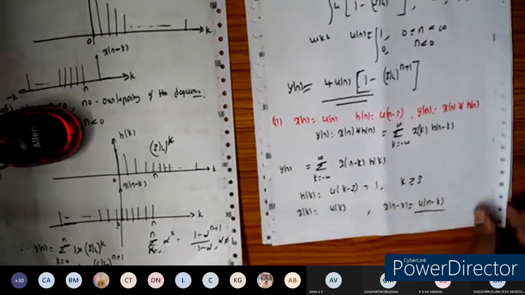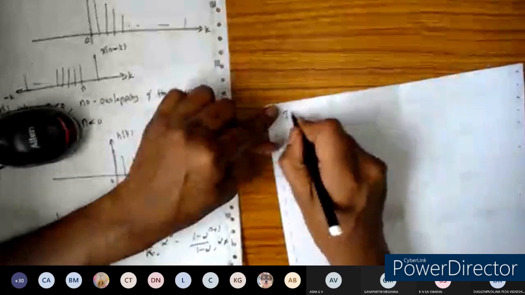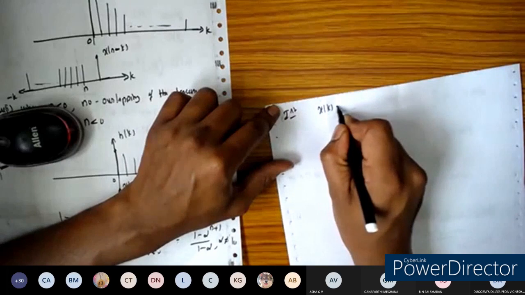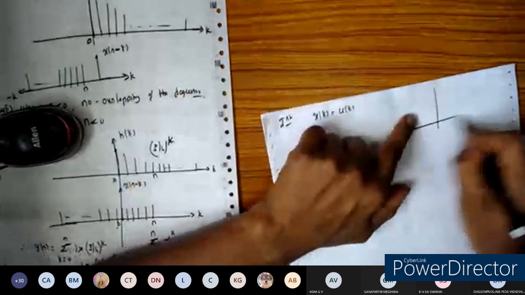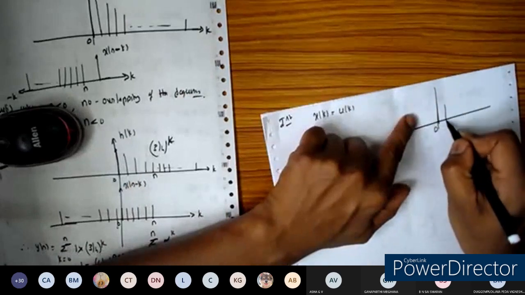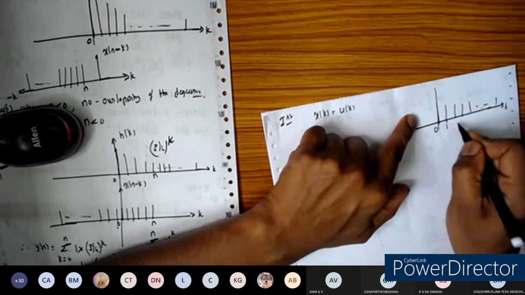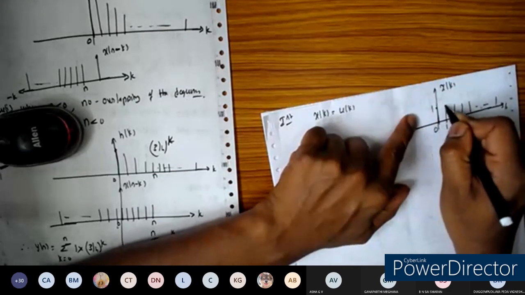First I'll plot the waveform for u of k, like we did in the previous problem. In the first step, I'm going to plot x of k, which is nothing but u of k. From k equal to 0, 1, 2, 3, 4, it will be starting here. The value of x of k has magnitude 1.